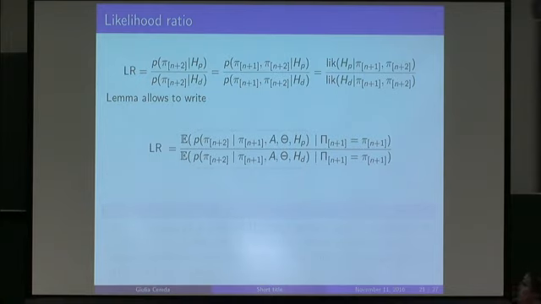Because for the prosecution, they believe that it's the same person, the one that left the stain and the suspect, so you will have the same DNA type. So the probability that you see n plus 2 in the same class as n plus 1 is 1. Now, what is the probability of what we have in the denominator?